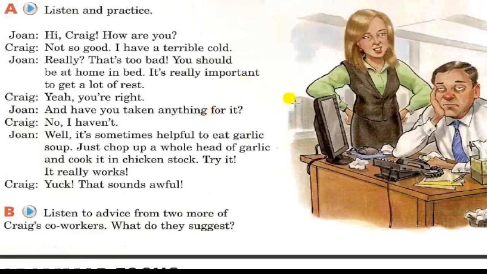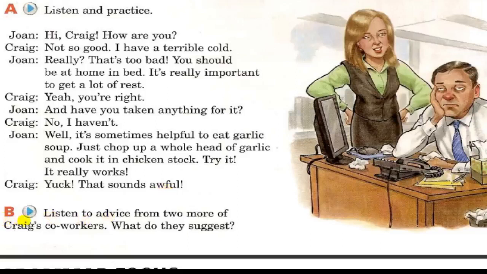What does Joanne suggest? It's helpful to eat garlic soup. How can we make garlic soup? How can we cook it? Just chop up a whole head of garlic and cook it in chicken stock. It really works. Will Craig cook garlic soup? No. Because it sounds awful. That's too bad. I don't like garlic soup.